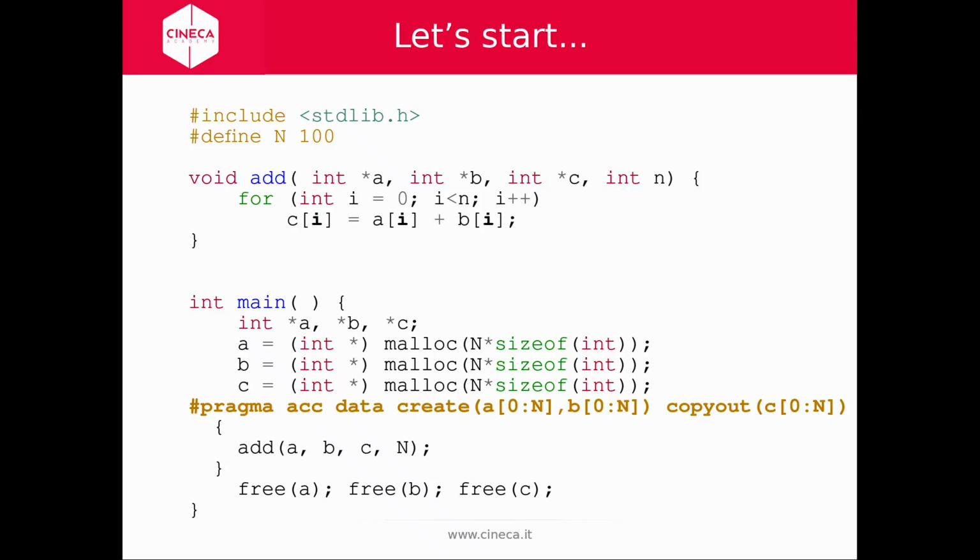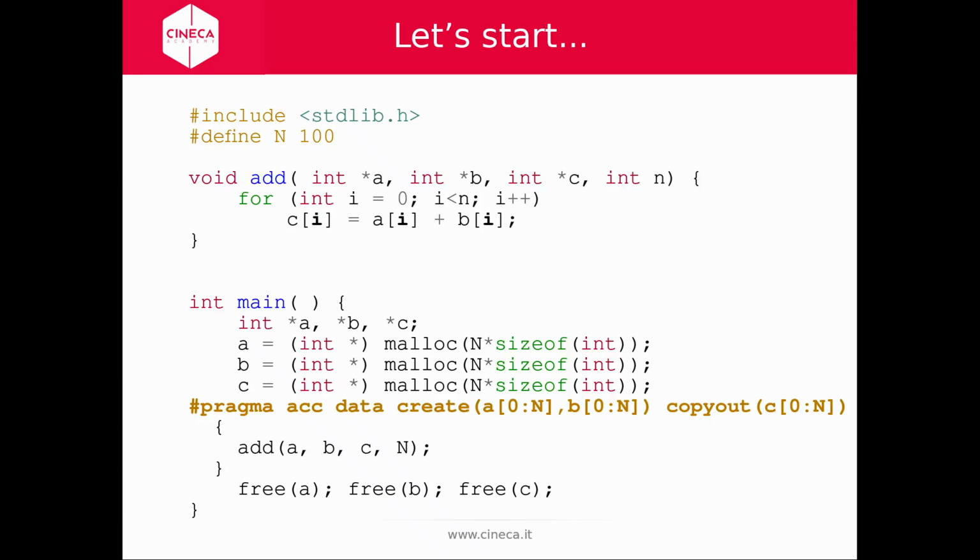Copyout tells the compiler that it should create an array which is called C and has n elements, starting from 0, and when the scope of this directive ends, the data in C should be copied. Where does the scope end? Here, you see the brackets. Okay, so here there will be a copy. Where will it be copied? In C.